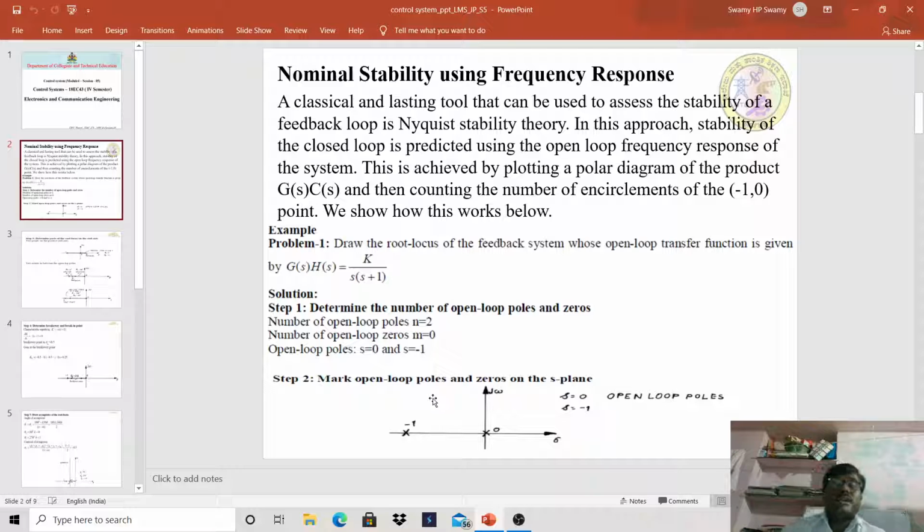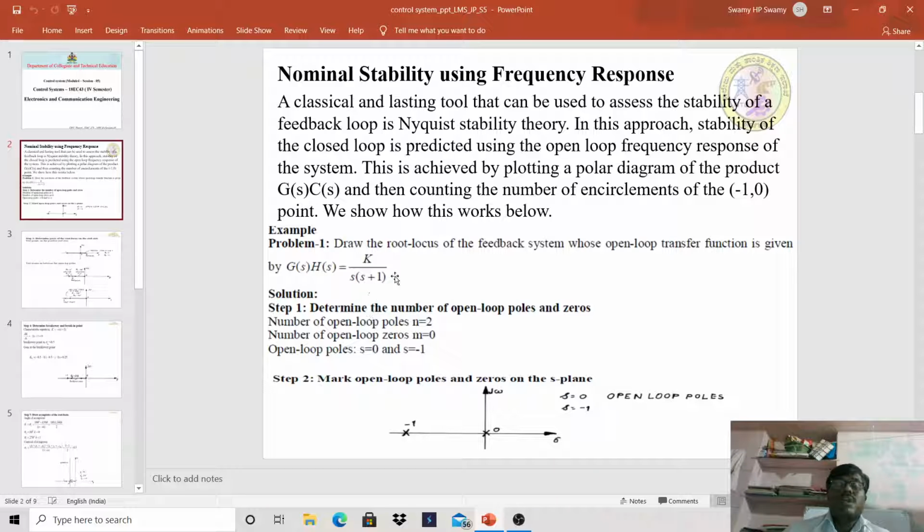So for example, I'll take one problem. Draw the root locus of the feedback system whose open loop transfer function is given by G of S H of S is equal to K divided by S into S plus 1. In the first step, you have to determine the number of open loop poles and zeros.